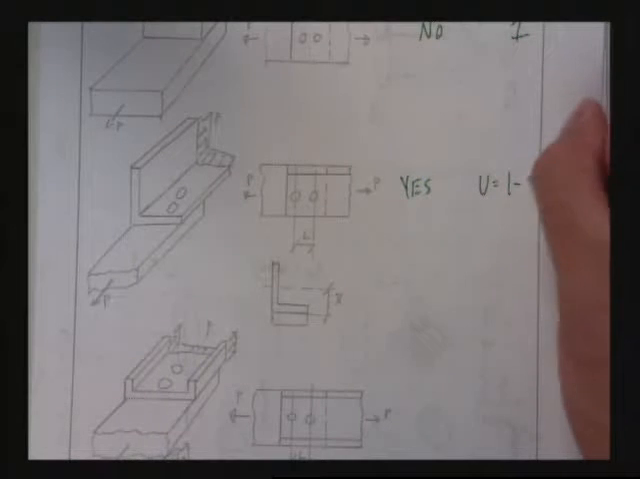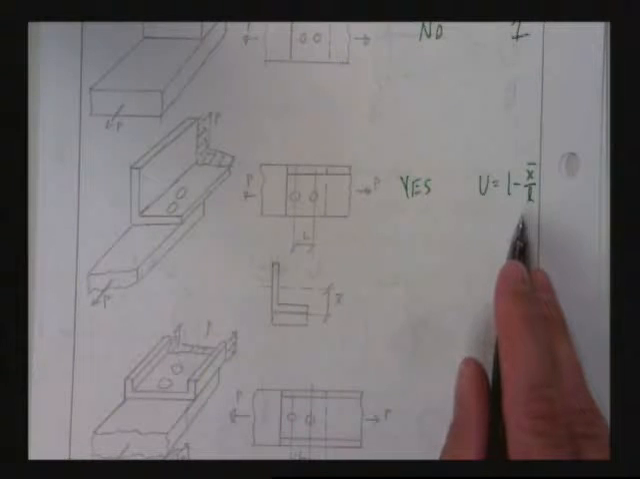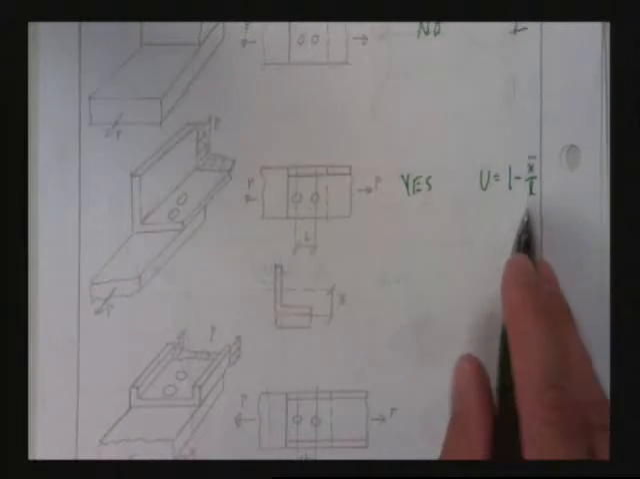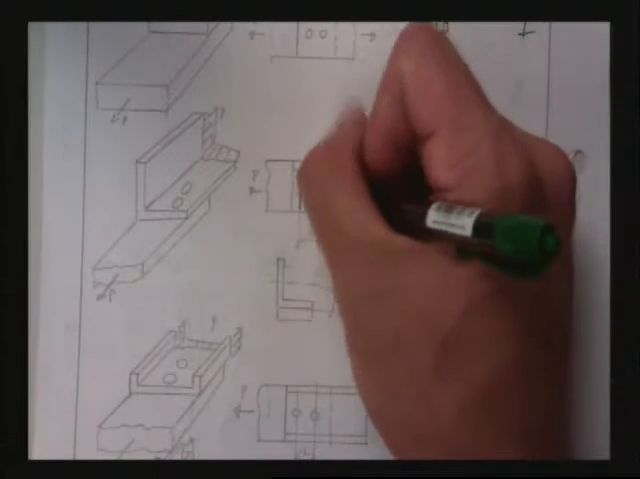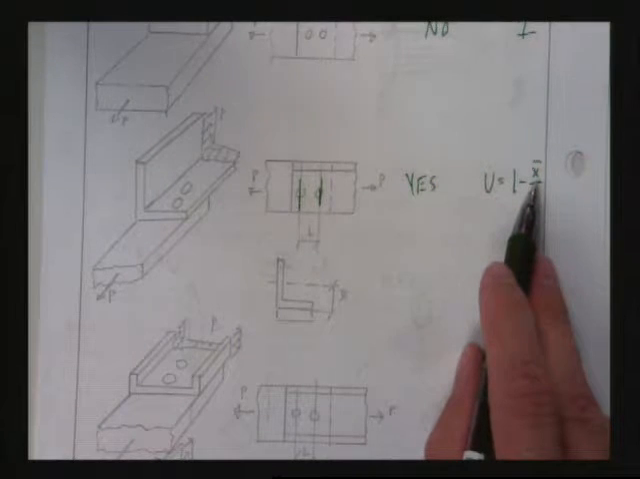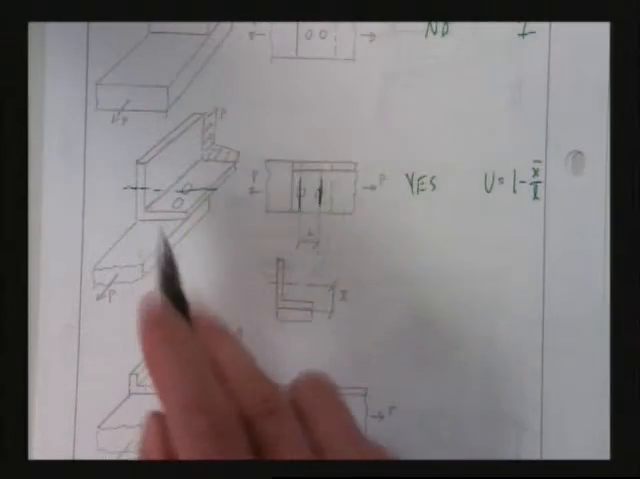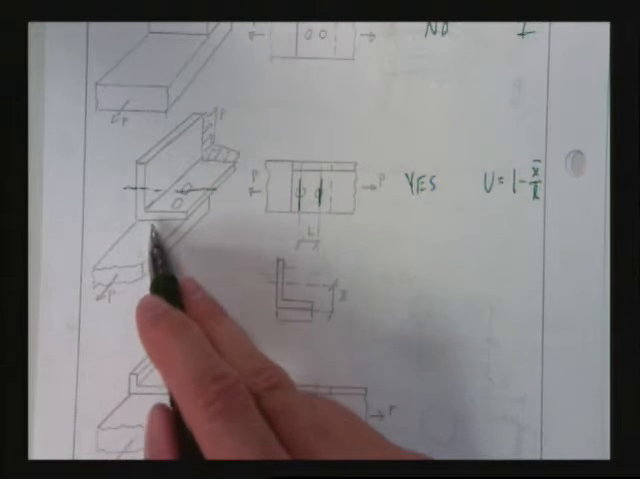1 minus x bar over L. Hey, what's L? What does it mean? Distance between the bolts. That's right. What's x bar? What's that? Yeah, be careful. Be very careful, because I love to use legs that are not equal lengths.